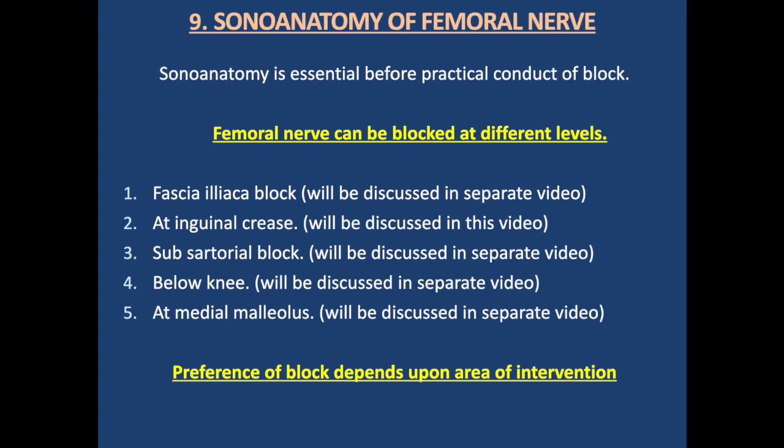And the third block is subsartorial block or adductor canal block. It will be discussed in a separate video. Below knee block is one of the easiest blocks to be performed, which is below the tibial tuberosity. It is subcutaneous infiltration for the saphenous nerve block. The fifth point where femoral nerve block is done is at the medial malleolus. It is part of the ankle block, which will be discussed in a separate video. The preference of the block depends on the area of innervation. So different blocks have different indications that will be discussed in different videos.